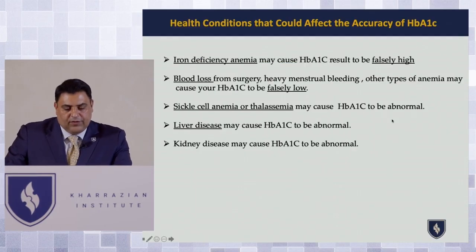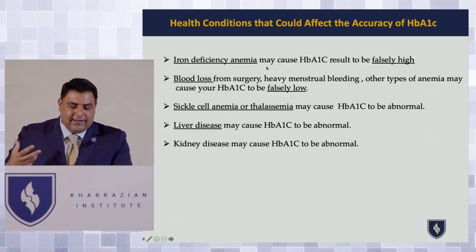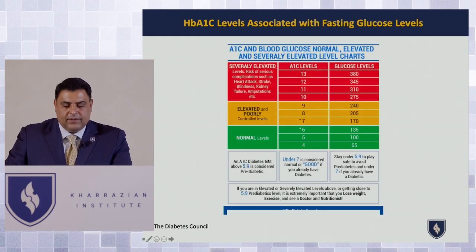Now, also note that your HbA1c levels can be less accurate if the patient has iron deficiency anemia, because what is this measuring? It's measuring red blood cells that are glycated, percentage of red blood cells. So if you're already anemic, this can be falsely high. Any kind of blood loss can give you abnormal measurements, whether it's from menstrual bleeding, any type of anemia, or if there's blood loss, it can be falsely low. Sickle cell anemia or thalassemia can impact HbA1c. Liver diseases, kidney diseases, they can all impact HbA1c levels.